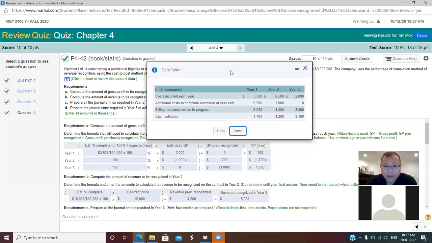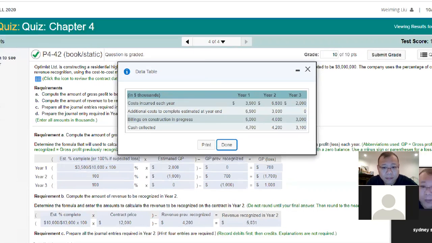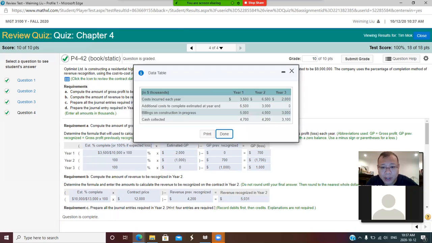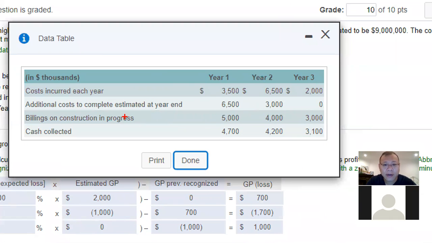Okay, so let me make this bigger. You see it's bigger? I could see the numbers. Okay, you can see it now, right? So it's a 3 year project, year 1, 2, 3. This is the cost incurred in each year, 3,500, 65, 2,000, additional cost to complete, billings on the construction in progress, cash collected, right? Okay, so these are the basic questions.